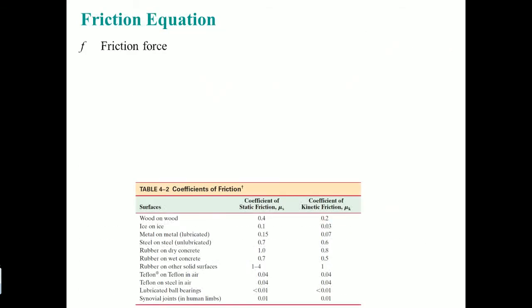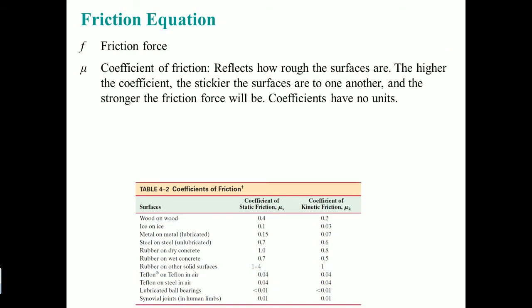Force of friction. There's two parts to the calculation. First of all, there's something called a mu. The mu is the coefficient of friction. This reflects how rough the surfaces are, the imperfections in the molecules' surface. The higher the coefficient, the stickier the surfaces are to each other, and the stronger the friction force will be. The coefficients have no units.